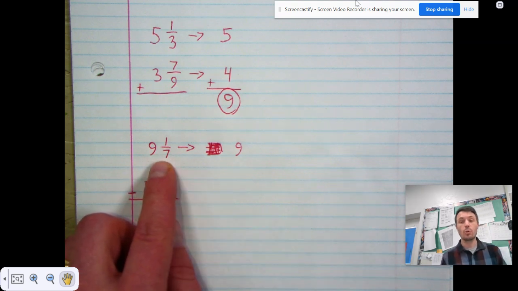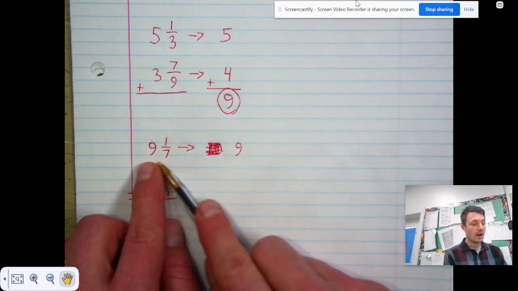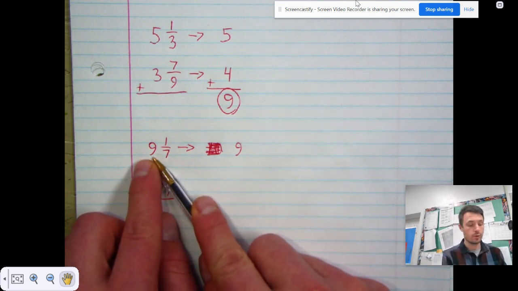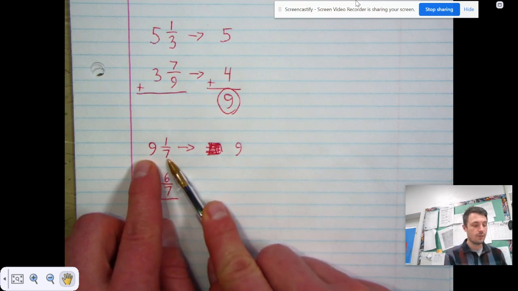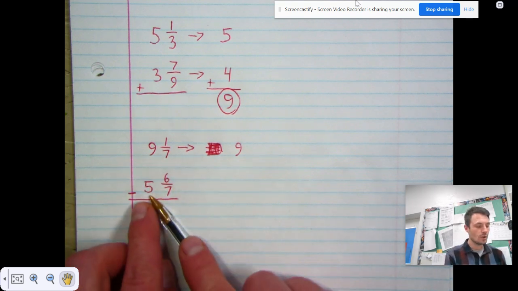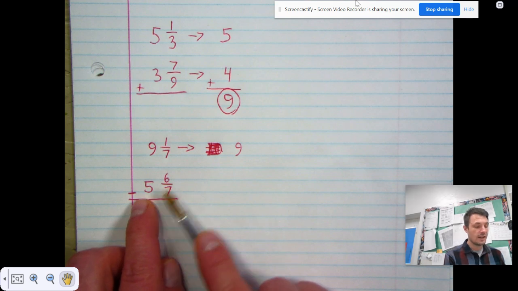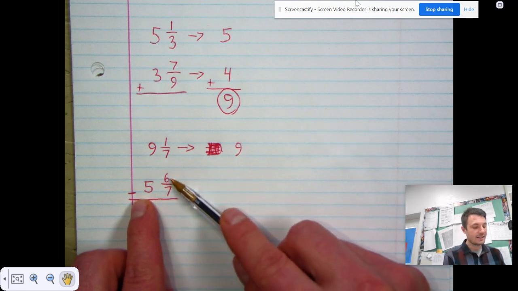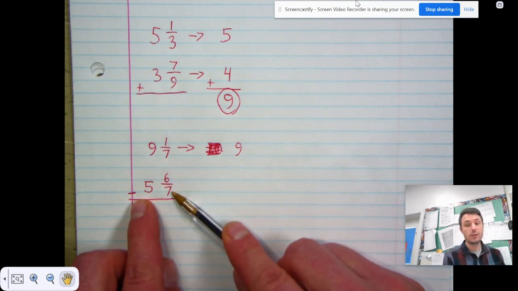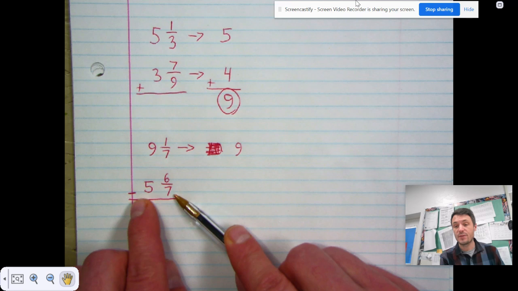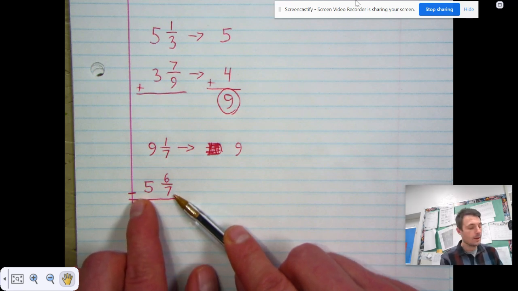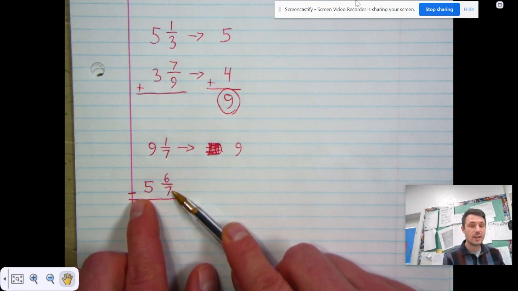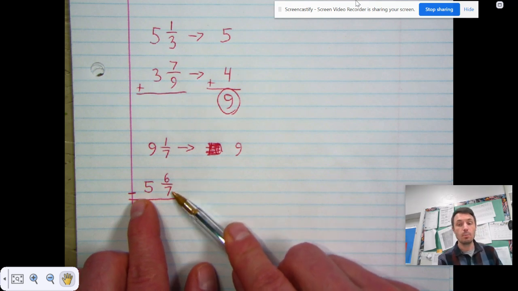Anytime the fraction is more than half, actually, anytime it's half or more, you round up to the next highest whole number. Since this is less than half, you round down to 9. Now, we have 5 6/7. So we have more than 5, but less than 6. And since 6 is more than half of 7, much more than half of 7 would be 3 1/2, right? So 6 is more than half of 7.